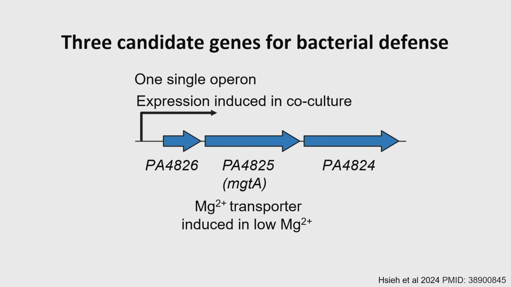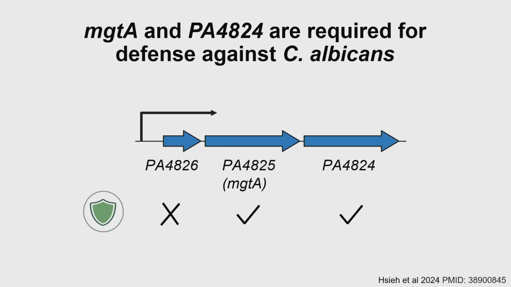So when we saw this, we were pretty excited, and then we decided to verify our screen result by creating single gene deletions and testing their effect in co-culture. What we found is, in the end, we were able to identify and confirm that PA4825, this magnesium transporter, and its downstream gene, PA4824, are required for the defense against the fungus.